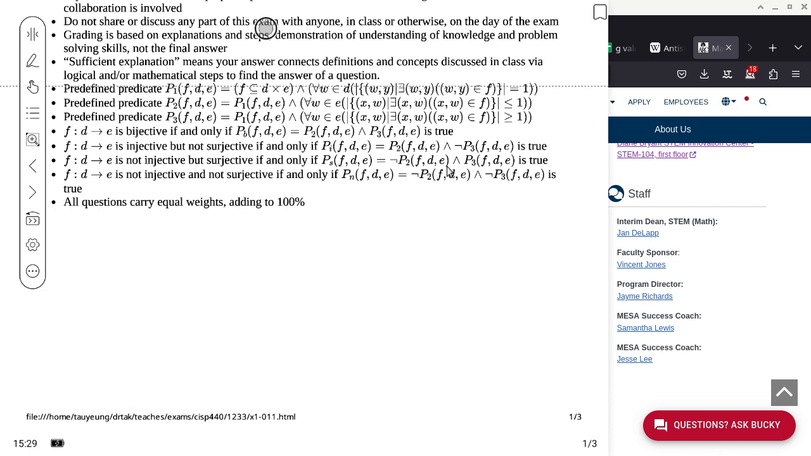We haven't really gotten to the first question yet. But remember to read all the instructions, because I assume that everybody's going to read the instructions, and I will grade your answers as such. So make sure that you read all the instructions. Oh, this is also important. All questions carry equal weight. I do not intend to change this part.